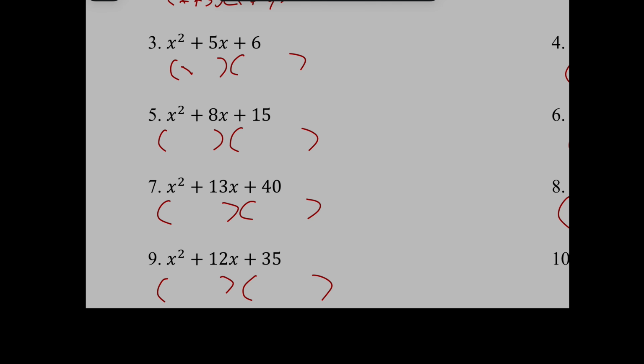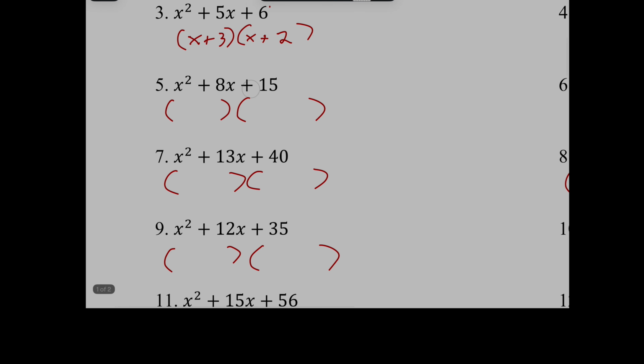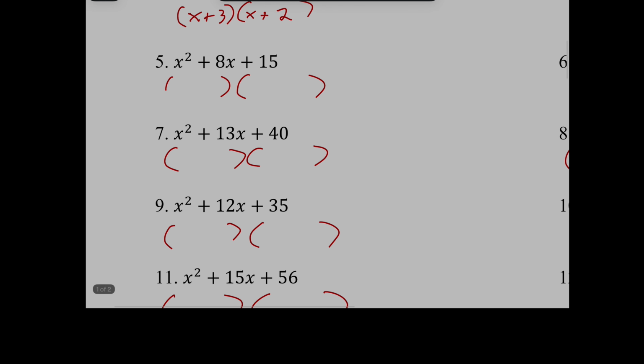All right, so third term is positive. Signs are the same. Take the sign of the middle, plus plus. What multiplies to 6 and adds to 5? That's going to be 3 and 2. Going on to number 5, third term is, I hit the wrong button there. Sorry about that. Okay, whoa, what are we doing?